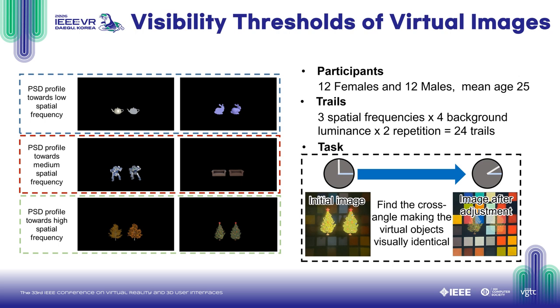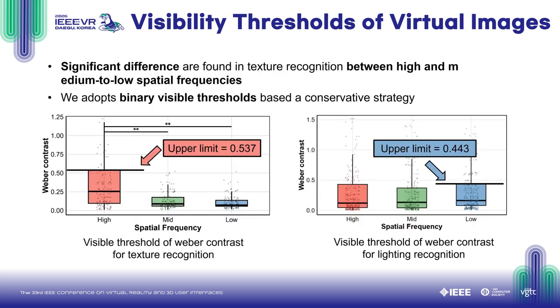We categorize virtual objects into high, medium, and low frequency groups based on their power spectral distributions, yielding 3 conditions. Meanwhile, the real background is with 4 luminance levels. As a result, we have 24 trials in total. The experiment results of the 2 user studies are shown in the 2 figures. A significant difference in the visible threshold is found between high and medium to low spatial frequencies, while image spatial frequency is not significant for lighting recognition.